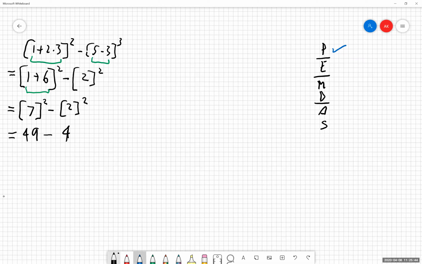Okay. So I don't have any exponents left over, so exponents are done. I don't have any multiplication or division, so done. And I have addition and subtraction. 49 minus 4 is going to give me 45. I don't have any other addition and subtraction, so I'm done there, and I have my final answer.